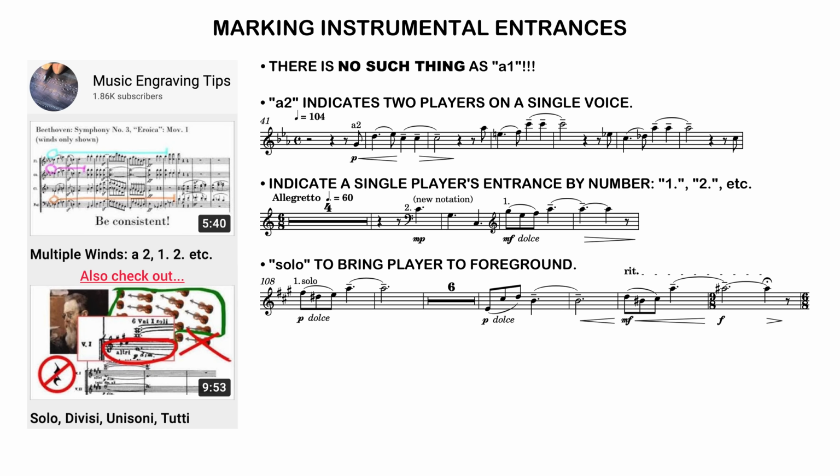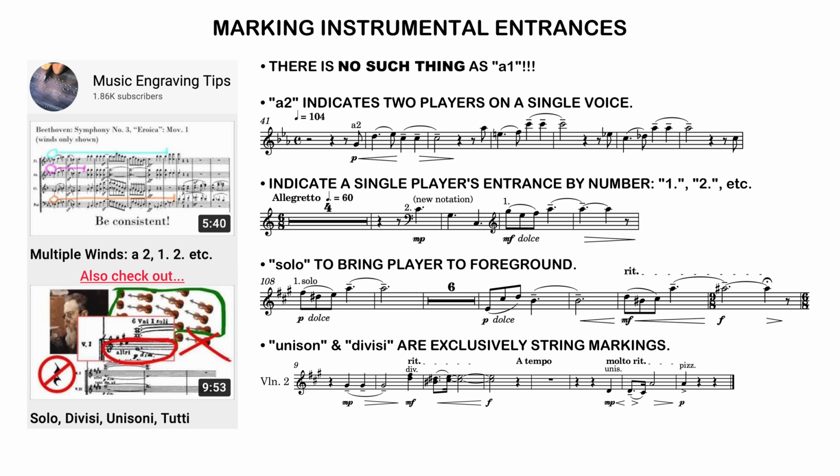Never use the words unison or divisi on wind and brass parts, unless you're writing a band score. Those terms apply to strings only. And always mark a dynamic on an entrance. I have a video about this too, which you can watch for specifics on marking dynamics after a rest.